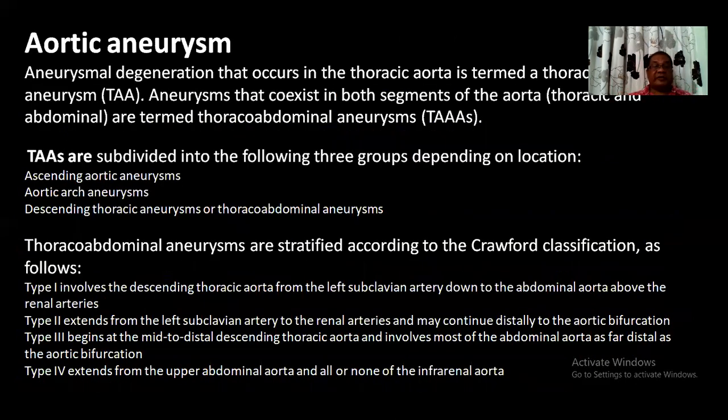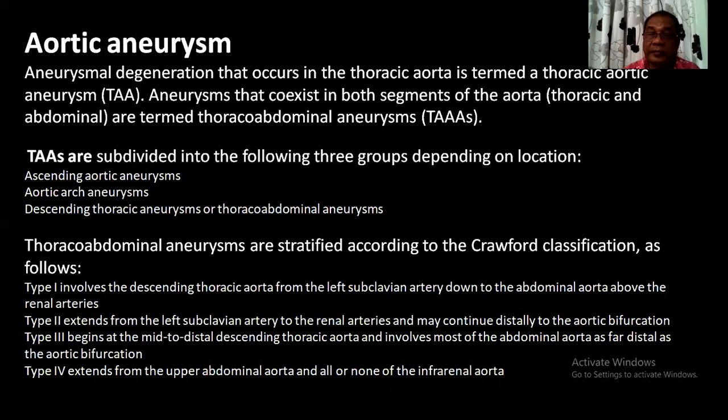So now we'll switch over to aortic aneurysm. Aneurysmal degeneration that occurs in thoracic aorta is termed thoracic aortic aneurysm. Aneurysms that coexist in both segments of the aorta, that is the thoracic and the abdominal, are termed thoracoabdominal aortic aneurysm. Thoracic aortic aneurysms are subdivided into the following three groups depending on the location. It may be ascending aortic aneurysm, aortic arch aneurysm, and descending thoracic aneurysm or thoracoabdominal aneurysm.